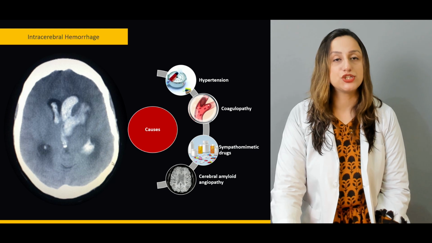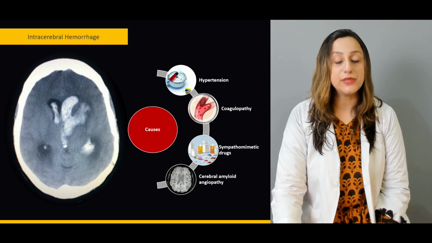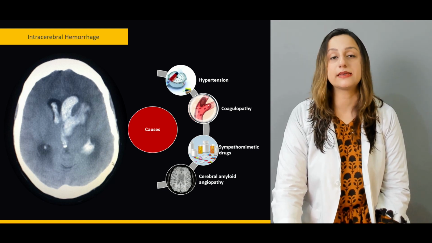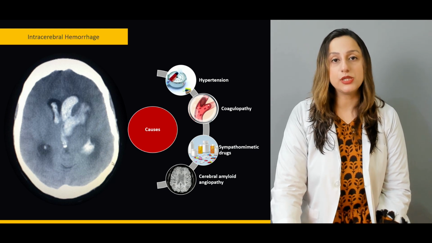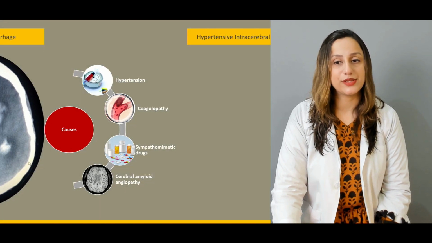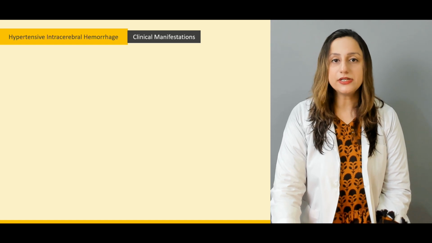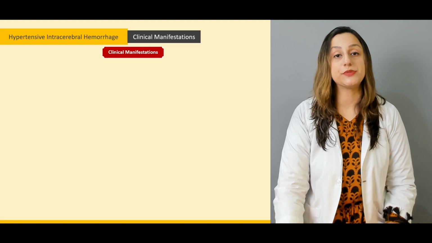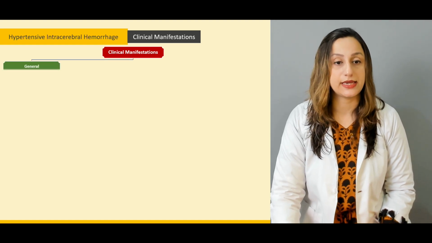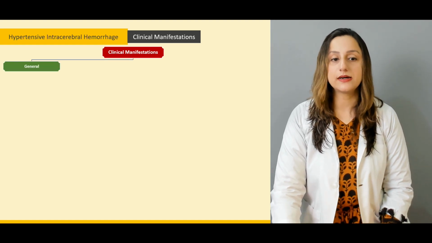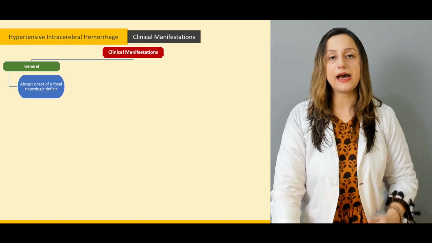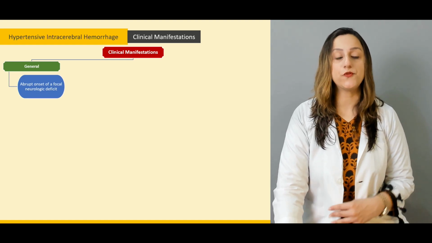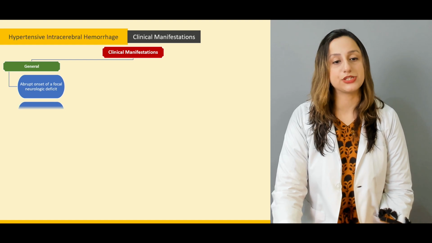So we have the condition of cerebral amyloid angiopathy that results in the deposition of amyloid in the cerebral vasculature. The particular clinical manifestations in particular kinds of syndromes, or when particular areas are affected, in a general condition, the patient would have an abrupt onset of focal neurological deficit in particular.